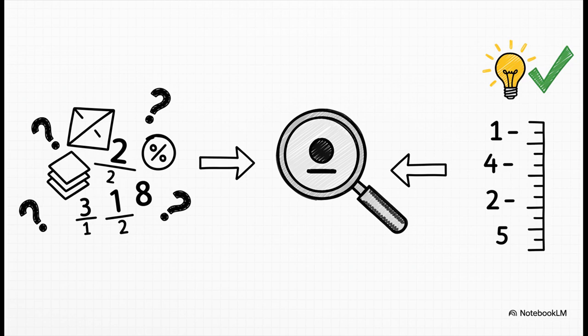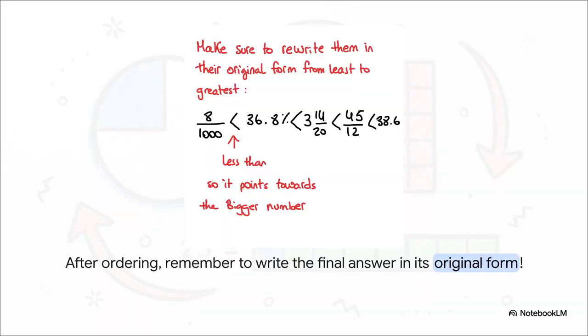This right here is the single most important strategy for problems like this. This is your secret weapon. You always convert everything into the same language. And the easiest language to use for comparing numbers, hands down, is decimals. It makes everything line up perfectly so you can see which is bigger. So once we convert them all, we can see the order clear as day.